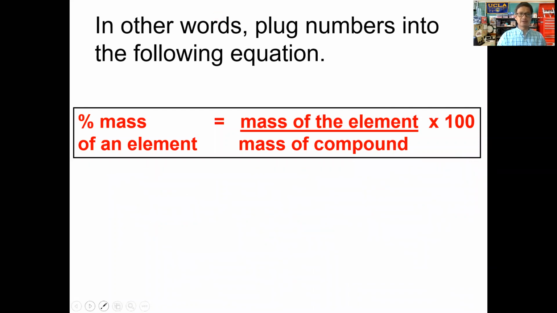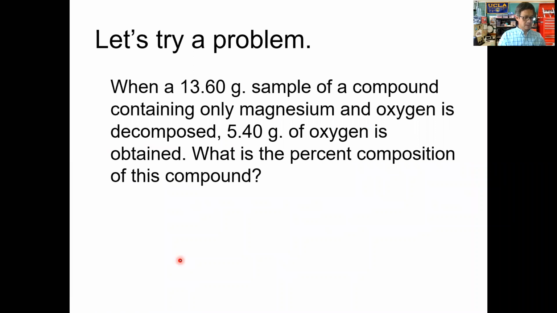And let's take a look at an example problem here, okay? All right, so let's work this problem out. Let's take a look at the compound. Whatever this compound is, it's made up of magnesium and oxygen. Okay, so that's our total compound. We were told then that the total here is going to be 13.60 grams. That's the total amount.